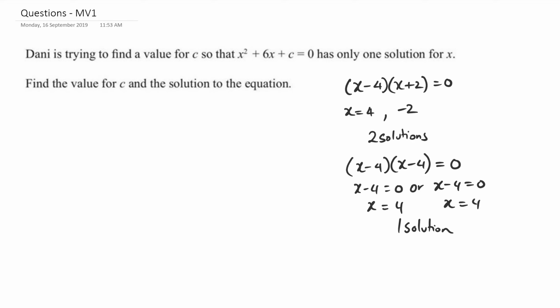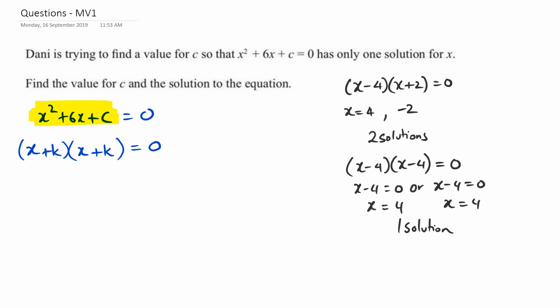So if we look at this question, we've got x squared plus 6x plus c equals 0. Basically what we're saying is that when we factorize this, both of these brackets are going to be the same. Now we don't know what these two numbers are, but for this purpose we can put it as plus k. The reason I'm putting plus k is because if I want only one solution, I need to factorize so that the two brackets are the same. Once I do that, I can expand the brackets.